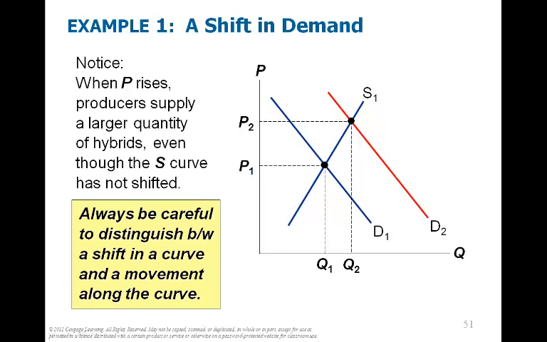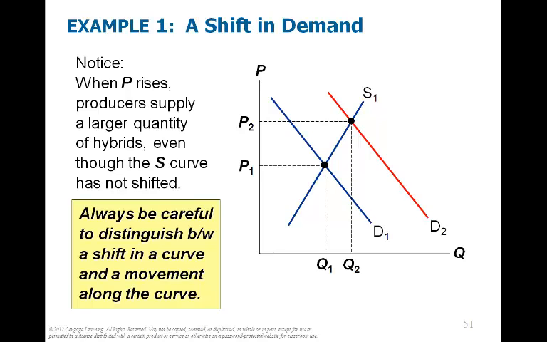But you always want to be careful to distinguish between a shift in a curve and a moving along the curve. Right, so we just went from P1 and Q1 to P2 and Q2. That was initiated by an increase in the demand for hybrid cars, which led to an increase in price and an increase in quantity supplied. So the quantity bought and sold to begin with was equal, and the quantity bought and sold to end with is equal. So we move from an equilibrium point 1 to an equilibrium point 2.